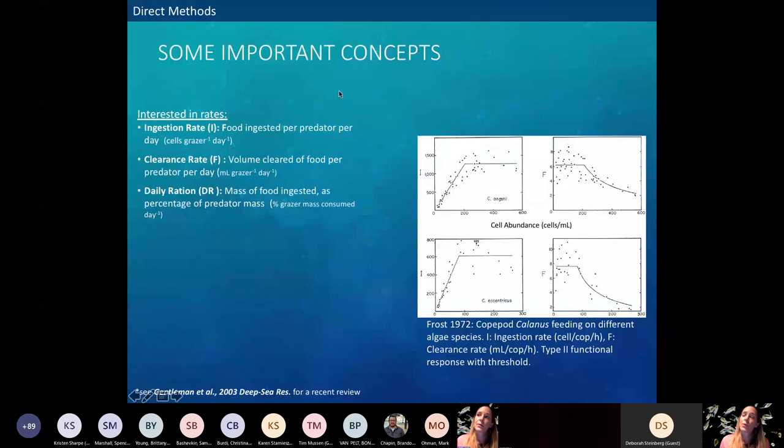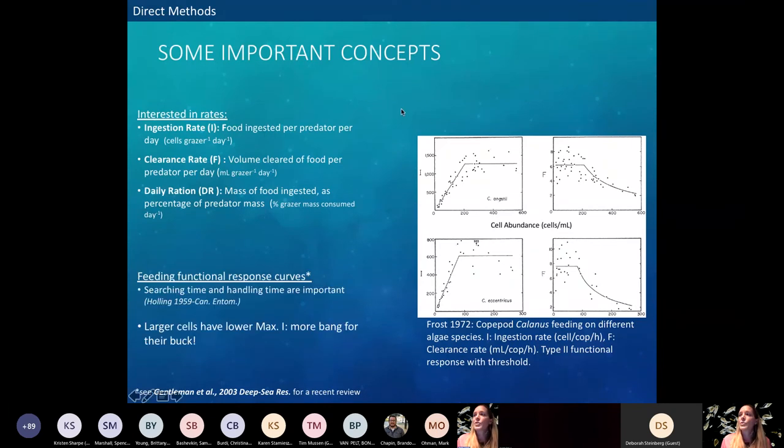Some important concepts with feeding experiments are the rates we're usually looking at: ingestion rates, the food ingested per predator per day, or the clearance rate, the volume of water cleared of food per predator per day, or the daily ration, which is pretty much the ingestion rate expressed as a percentage of the predator mass, which is useful for comparing across species. And from doing single predator, single prey experiments, we've learned a lot about how ingestion rate changes with prey abundance.